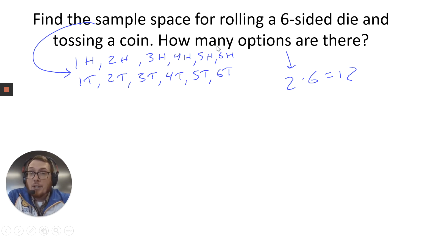How many options are there? I could either add up all of these from the sample space. I could just count them out. That would be the easiest way to find it in terms of if you've already done the sample space. Long term, the easiest option is the fundamental counting principle though. So there's 2 options for the tossing of the coin, 6 options for the die rolling, and 2 times 6 would be 12 total options that there are for the die roll and the tossing of the coin together.